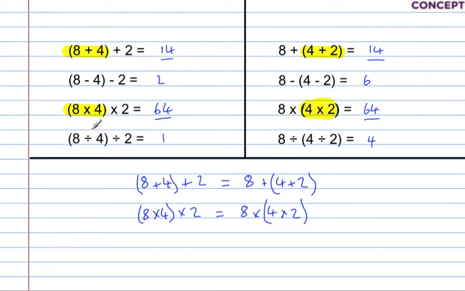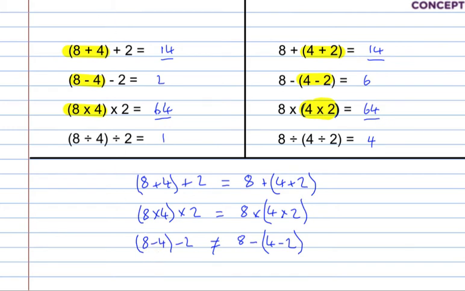Now, for subtraction, the associative property does not apply. Okay, so for subtraction, 8 minus 4 is 4, and 4 minus 2 is 2. Whereas over here, if we do the 4 minus 2 first, 4 minus 2 is 2, and then subtract that from this 8, we get 6, so the answers are different. So subtraction does not have the associative property. In other words, (8 − 4) − 2 is not equal to 8 − (4 − 2). They are not equal to each other.